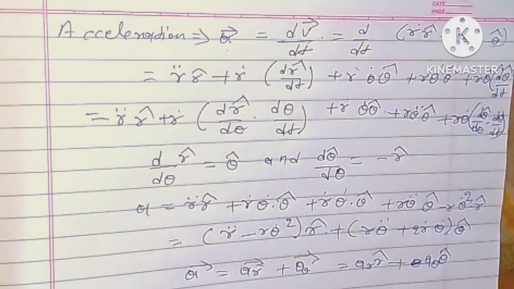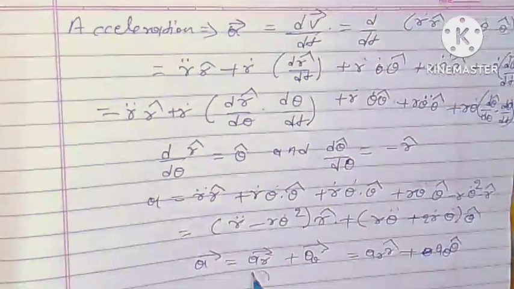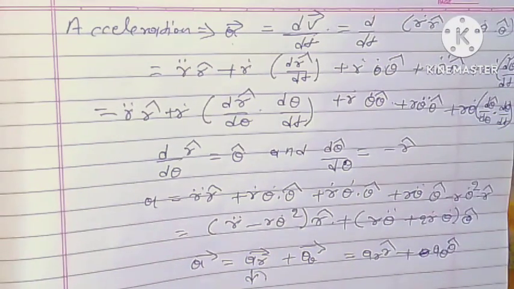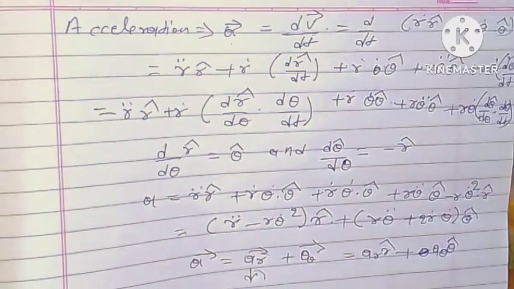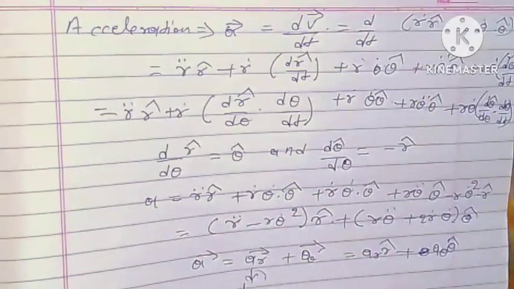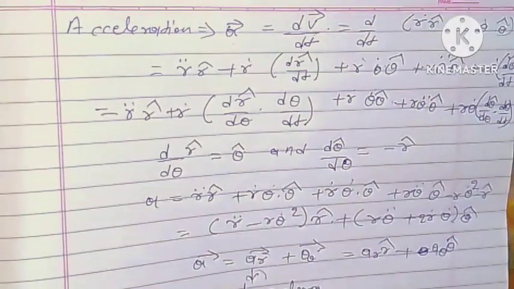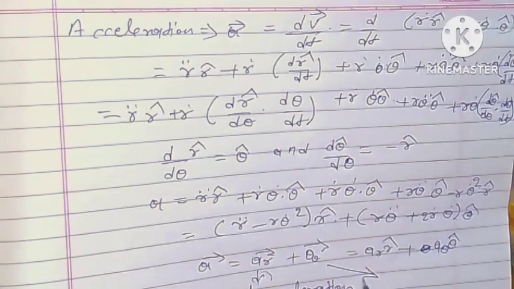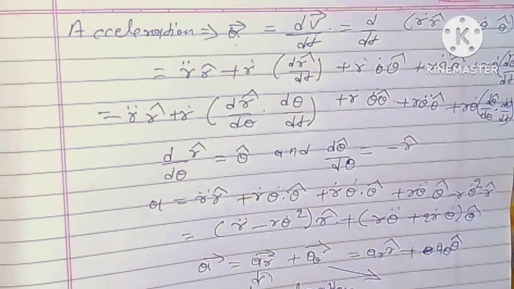The quantity ar is known as radial acceleration. This is the radial acceleration, and it is directed away from the center.